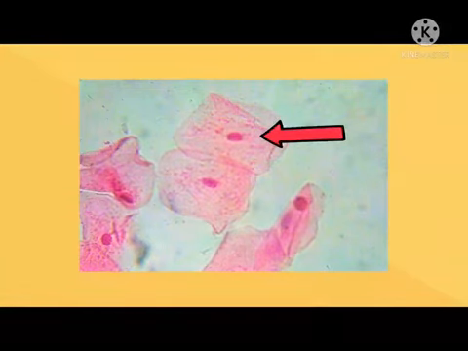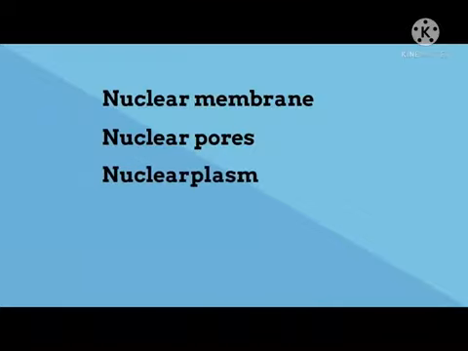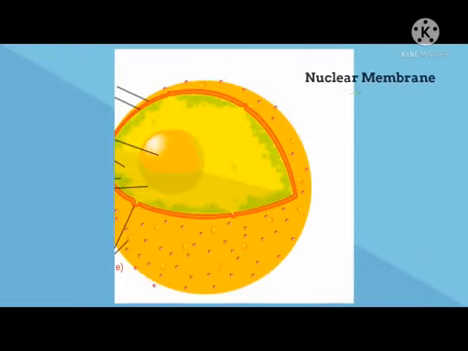I'd like to look at four main components of the nucleus. First, the nuclear membrane, nuclear pores, nucleoplasm, and the nucleolus. The nucleus is surrounded by a nuclear membrane, and this is very similar to the cell membrane, and it is also composed of two layers. It protects and houses the other parts of the nucleus. You can also find ribosomes on the outside of the nuclear membrane.